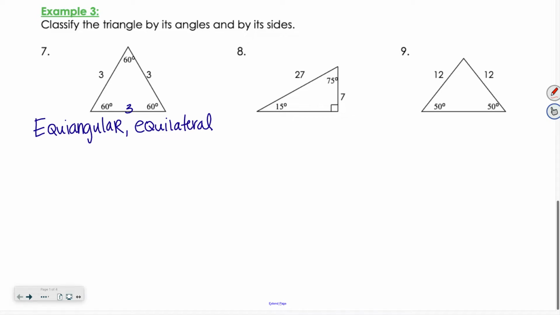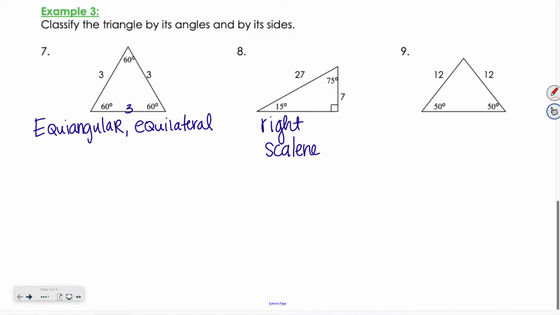Okay, what kind by angle for number 8? Right. And then scalene. How do I know it's not isosceles? Because it's a hypotenuse. But how do I know that's not 7? It's too long. What would those angles have to be for it to be isosceles? They'd have to be equal. So could they both be 75? No. What would they have to be?